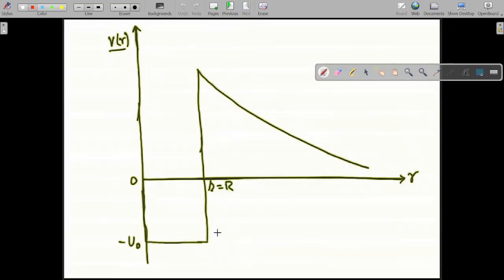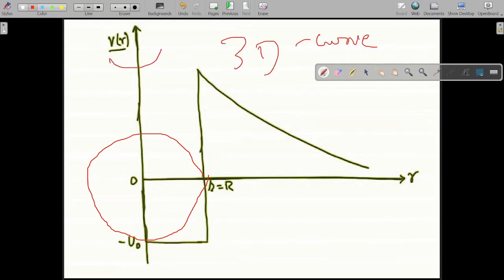So inside the nucleus, suppose this is your nucleus. What happens inside the nucleus? Actually it is not like this, it is like this. Inside this nucleus, this is a three-dimensional curve. You have to rotate this curve about this axis. Then it will be a 3D curve, which is a valid curve.